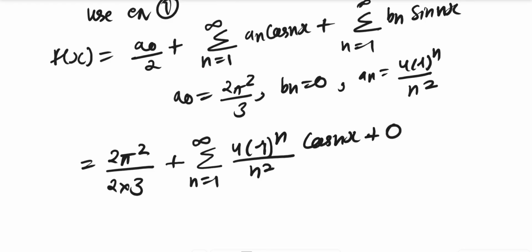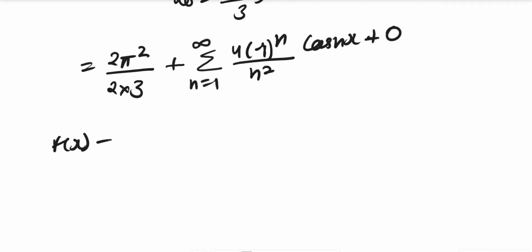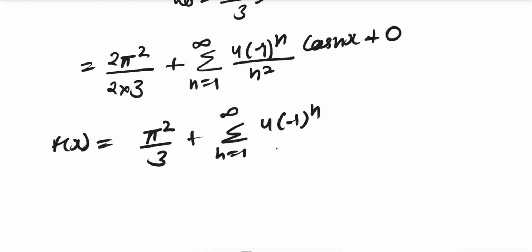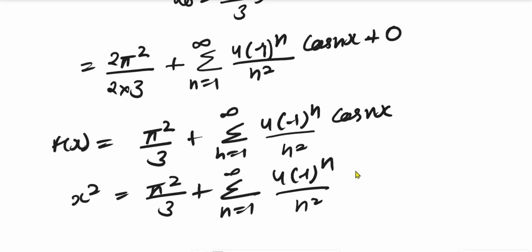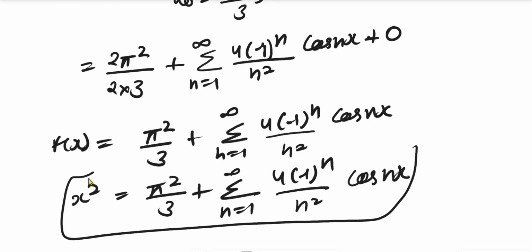So f of x is equal to pi square divided by 3 plus summation n from 1 to infinity 4 minus 1 raised to the power n divided by n square cos nx. And what was fx? x square. So x square is equal to pi square by 3 plus summation n from 1 to infinity 4 minus 1 raised to the power n divided by n square cos nx. Now we have the Fourier series expansion.